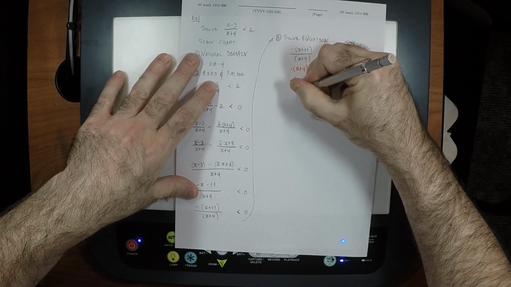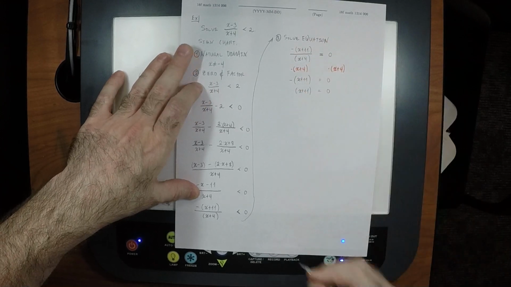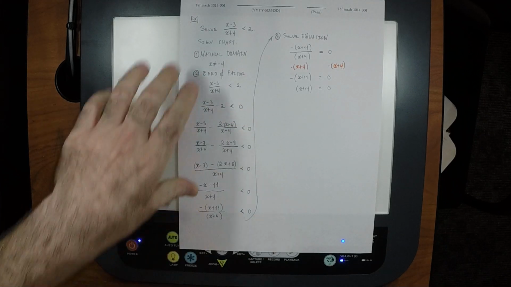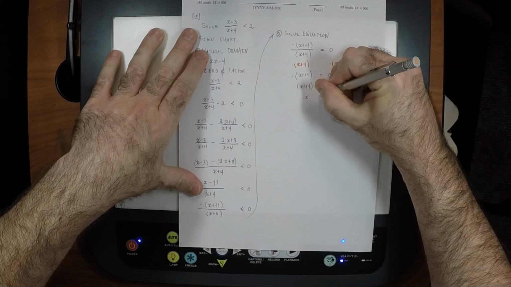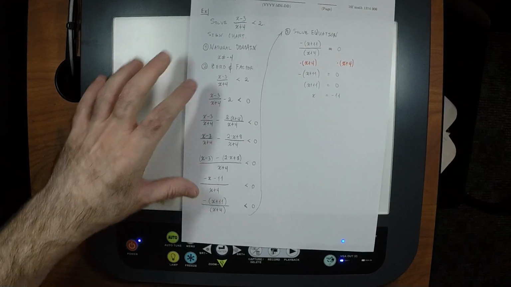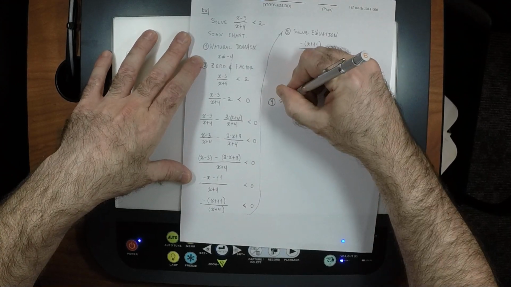We could multiply both sides by negative 1 and get x plus 11 is 0, I suppose. And then what's the solution? x is negative 11. Okay, so now this method is named after this step.